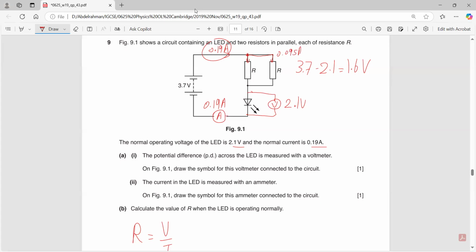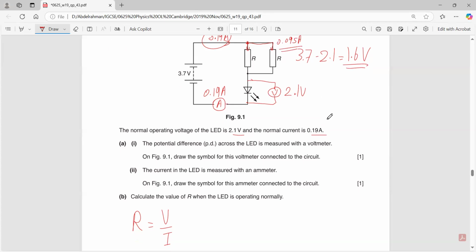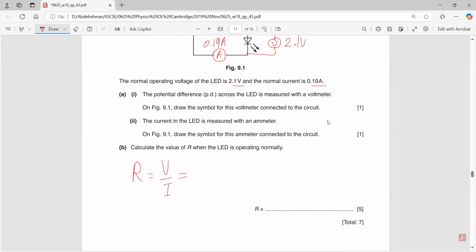So the current in each of these resistors is 0.095 amperes. You have the voltage in each of the resistors, you have the current in each of the resistors. Can I find the resistance? Yes. 1.6 divided by 0.095. Using your calculators, you can find the resistance, which would be 16.8 ohms. Okay, not bad, huh?